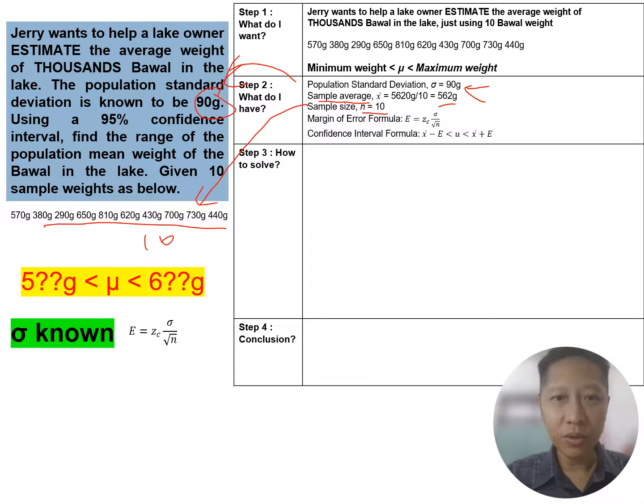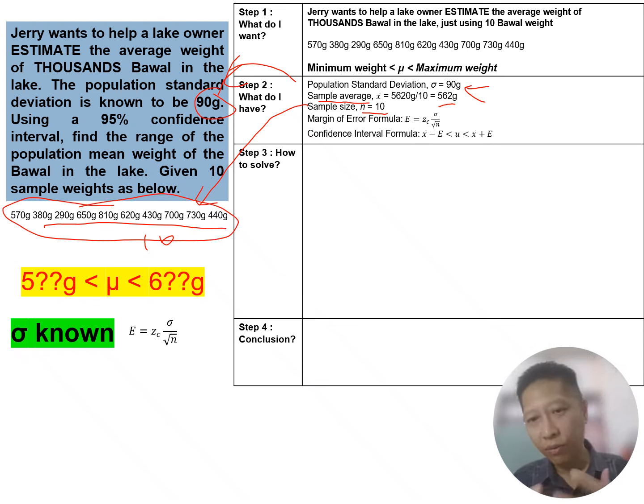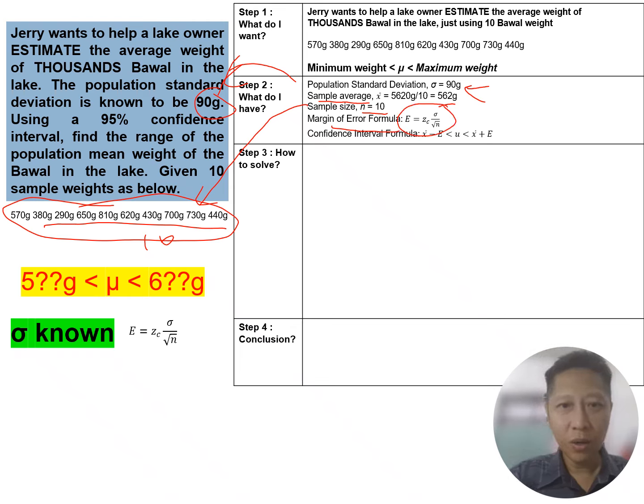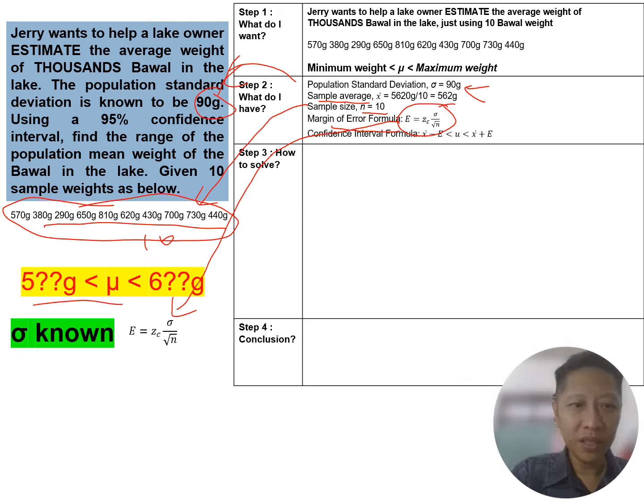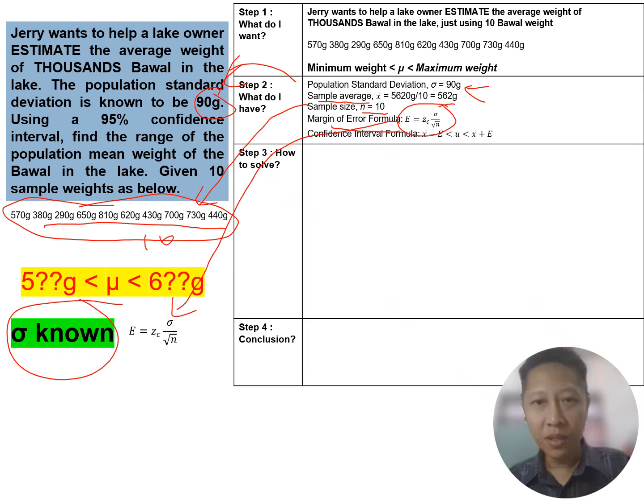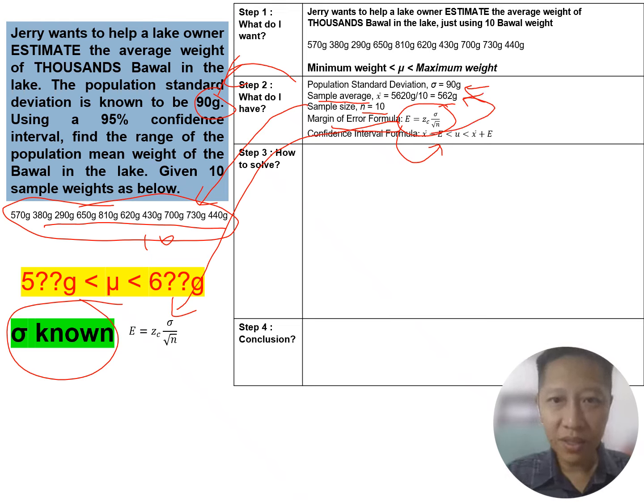The sample size n equals 10. This is 10 bawa fish. Now the formula that we want to use is to find the E, the margin of error, as stated here. Why do we use this formula? Because we have the population standard deviation. E will later be inserted into the range of the minimum and the maximum. X bar is the sample average. The critical and difficult part is to find the number E.